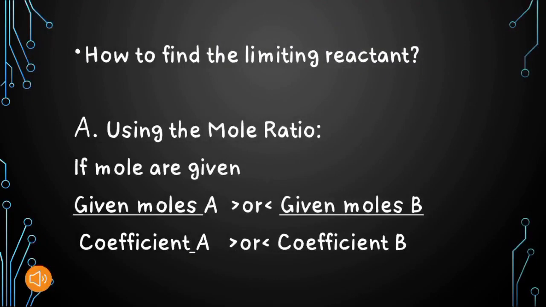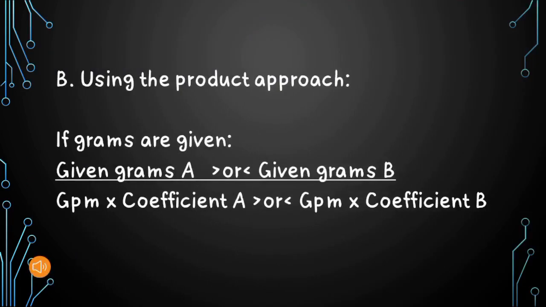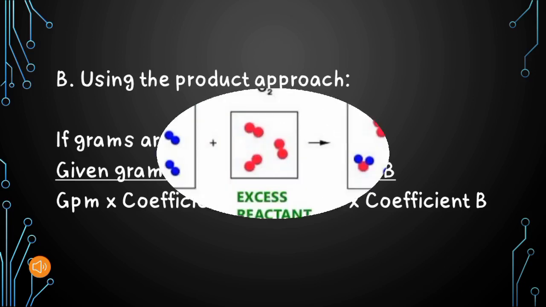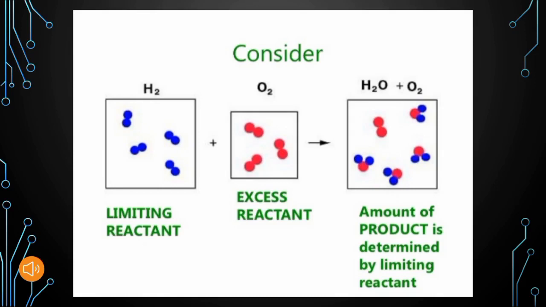How to find the limiting reactant? A, using the mole ratio if the moles are given: given mole A over coefficient A, or given mole B over coefficient B. B, using the product approach, if grams are given: given grams A or given grams B, times molar mass ratio times coefficient A, or times coefficient B. These are examples of limiting reactant.